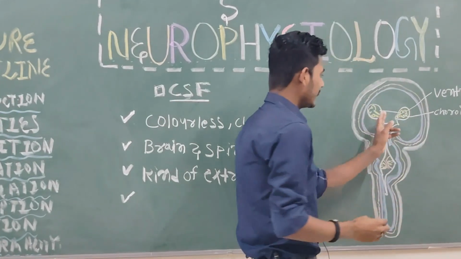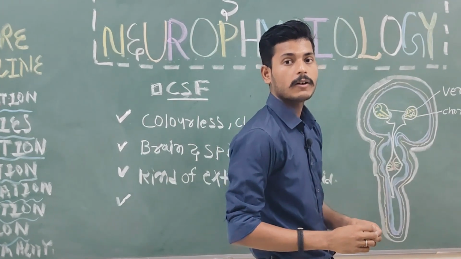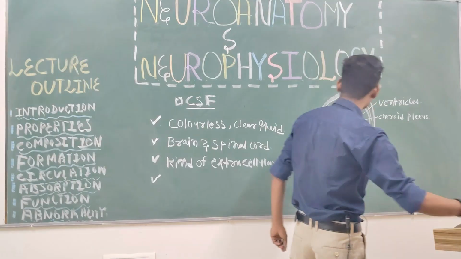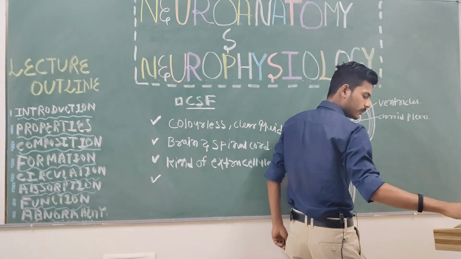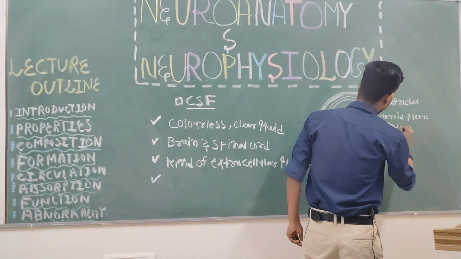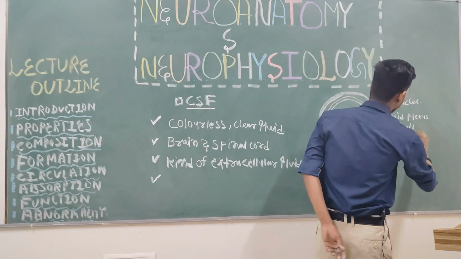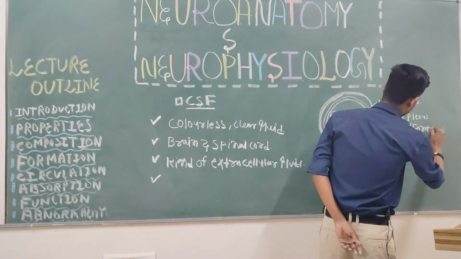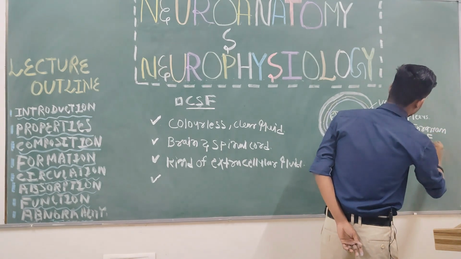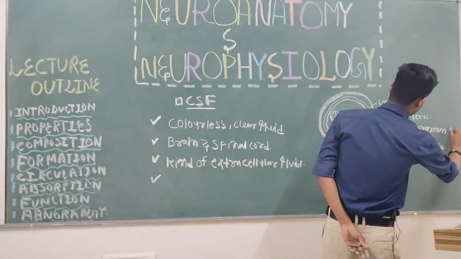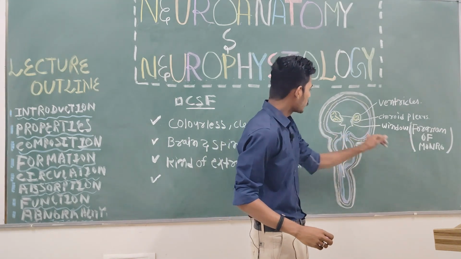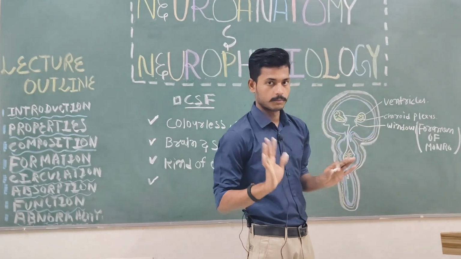And this window is called the foramen of Monro. This is termed the foramen of Monro. Write it down. This window is called the foramen of Monro. Its name is derived from the scientist who discovered it. So this window is called the foramen of Monro.